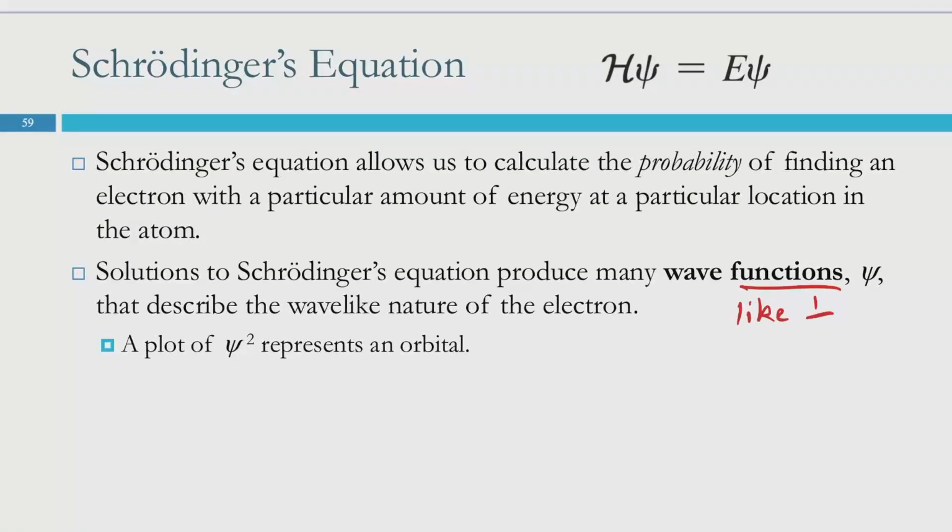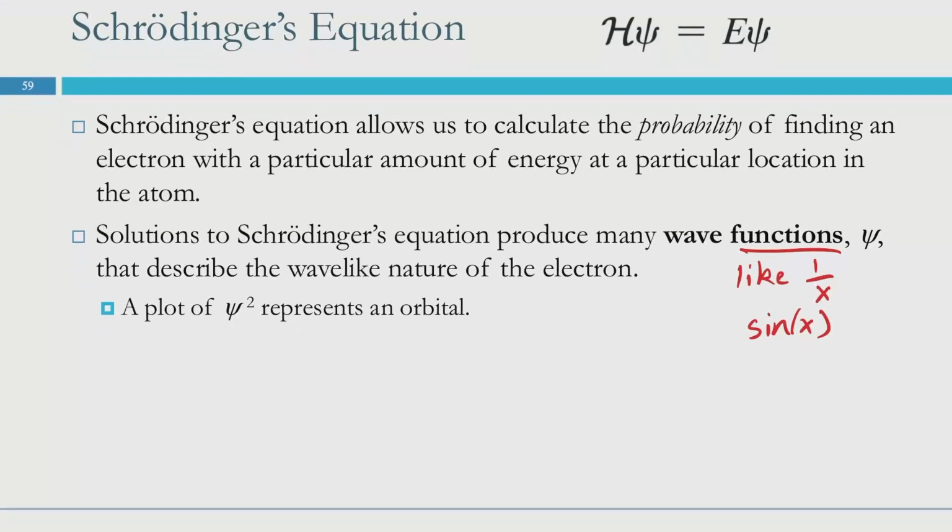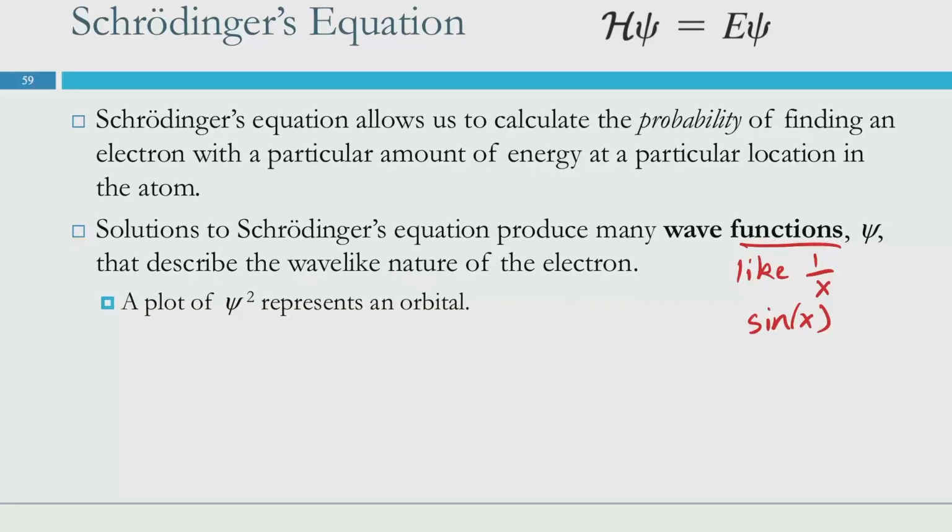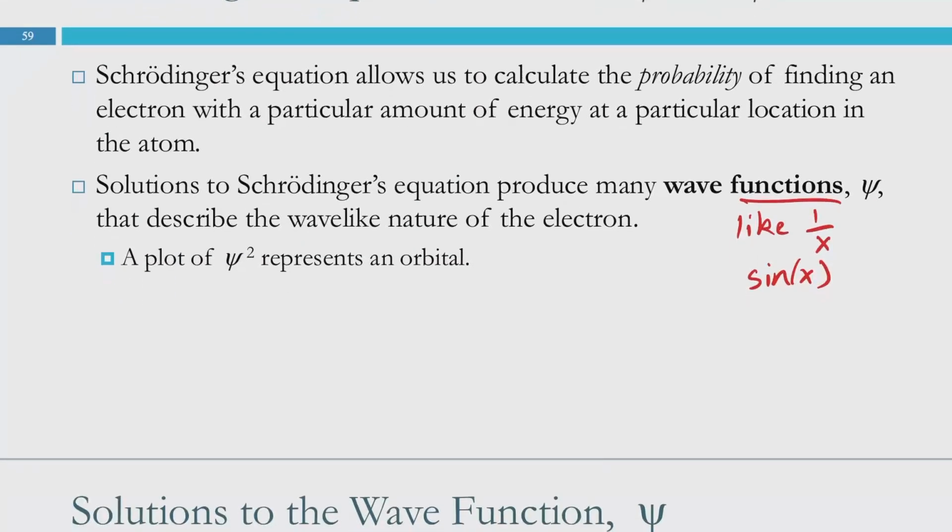So functions like 1 over x would be a function, or sine of x, right? Stuff that you could plug into a calculator and it would give you out something on a graphing calculator. If you square those, then it represents the orbital. Again, we're touching the very most basic bits of quantum mechanics.